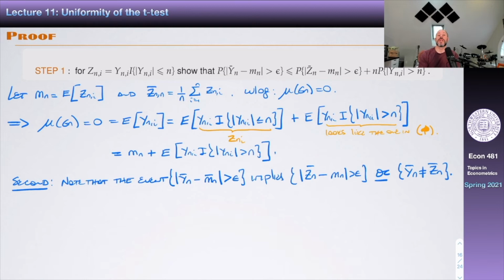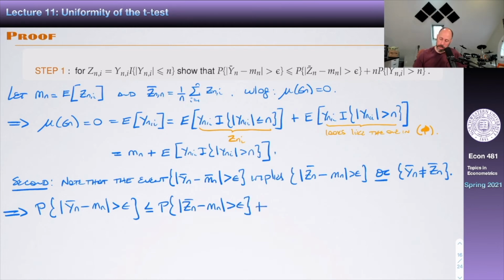So notice what I wrote. I'm saying if the difference between y bar n and m n is greater than epsilon, then it has to be that the difference between z bar n and m n is greater than epsilon, or that these two bars, y bar and z bar, are different. Okay? And so then the probability that y bar n minus m n is greater than epsilon is less than or equal to the probability that z bar n minus m n is greater than epsilon plus the probability that y bar n is different than z bar n.